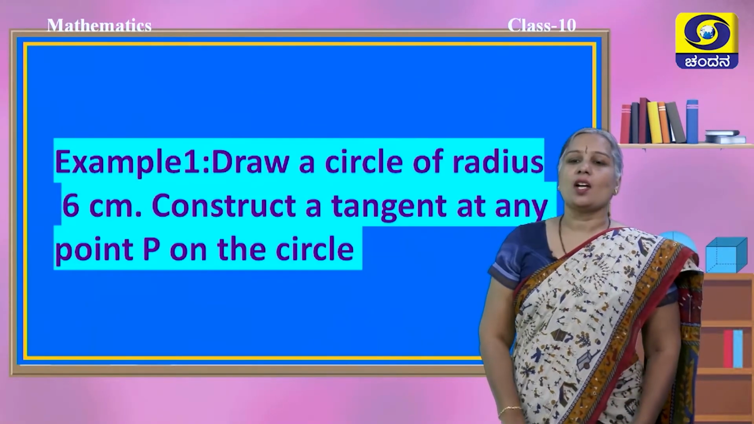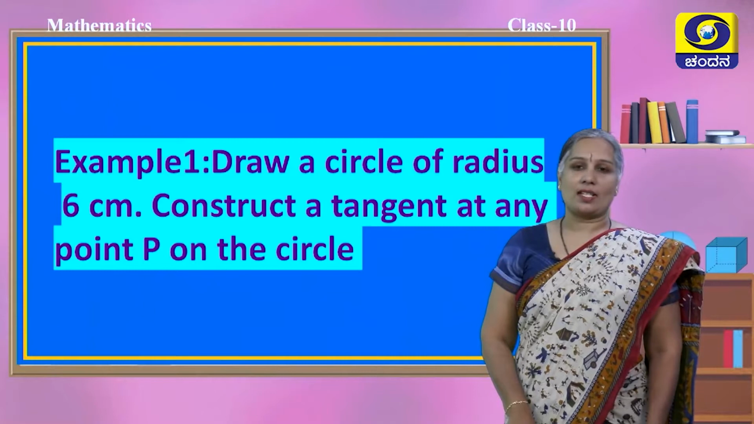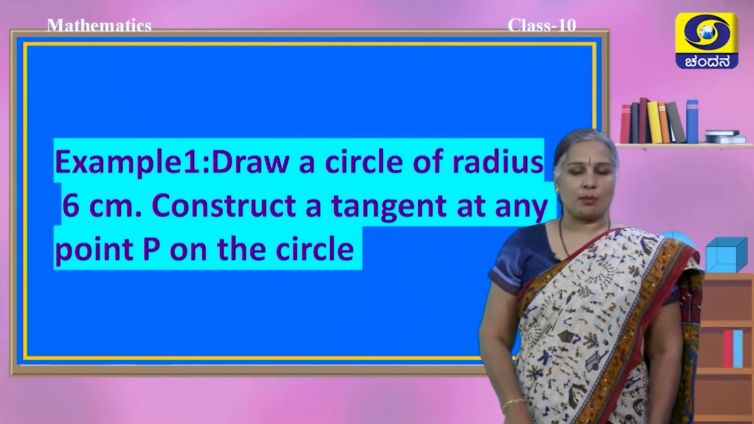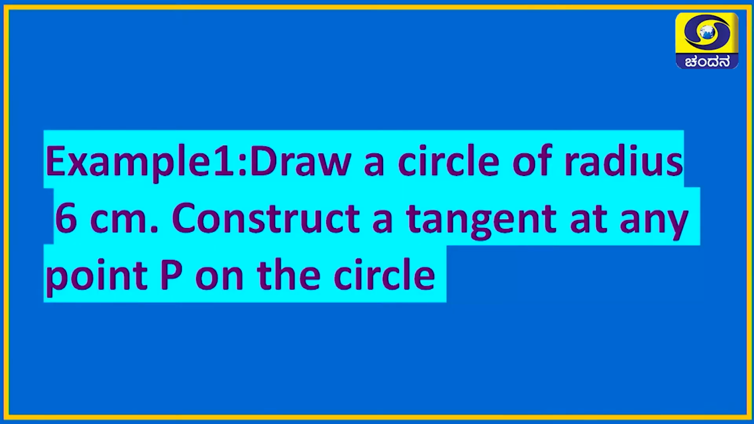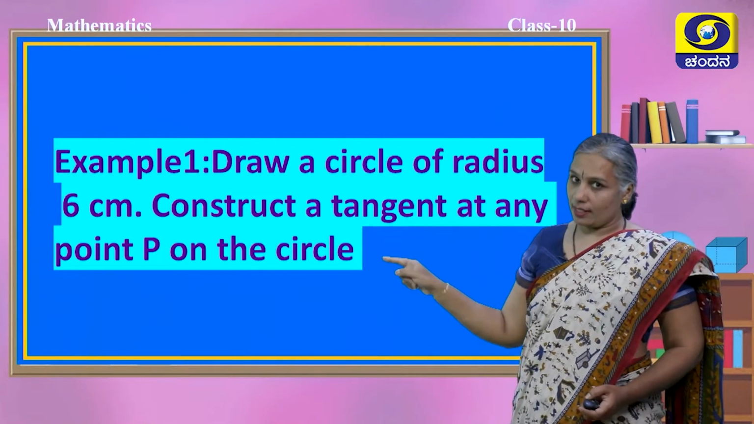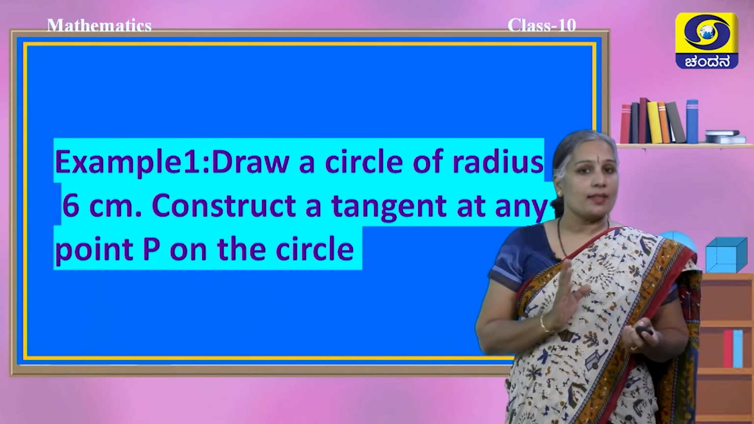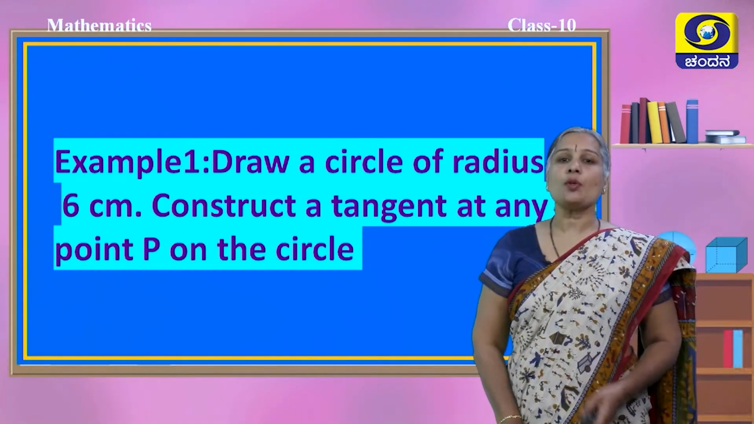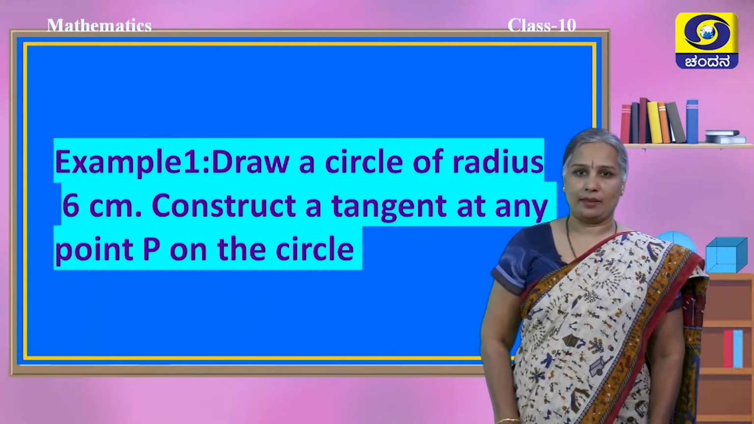Let us see how to create this tangent to a circle. Draw a circle of radius 6 cm. It means you have to draw a circle of radius 6 cm. Construct a tangent at any point on the circle. It means you can consider any point on the circle and create a tangent at that point. So let us see how to do this example.